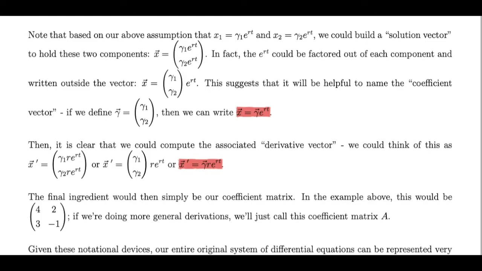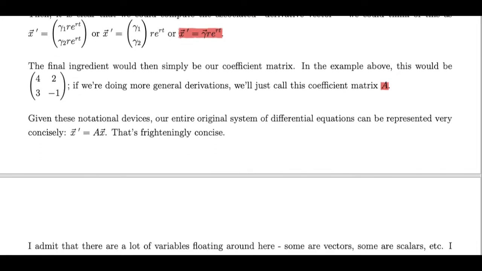So from the example that we've been working with, my coefficient matrix would look something like this, but more generically, I would just think of it as some square coefficient matrix, capital A. Now make sure you're clear on this structure, because using these ingredients, I can write our original system as simply x prime equals Ax.